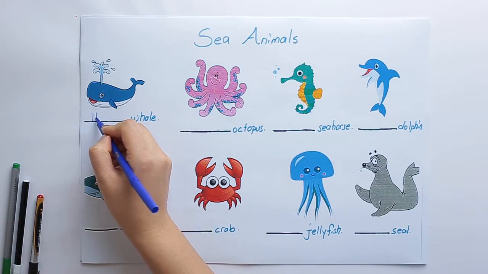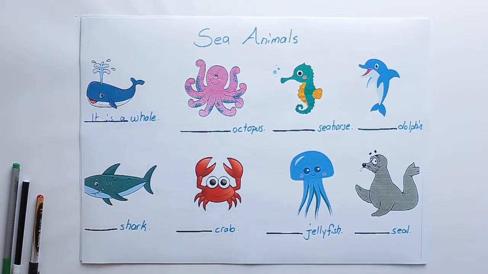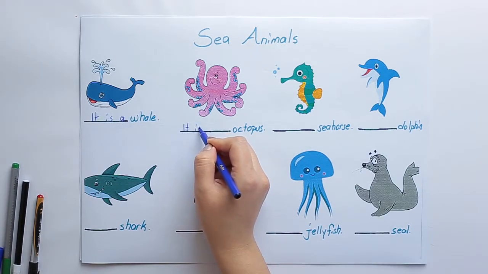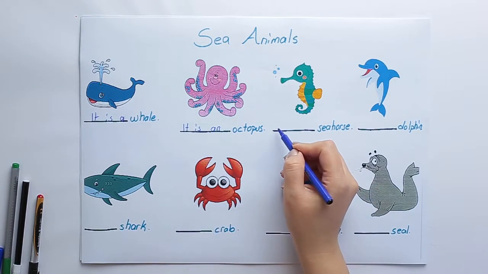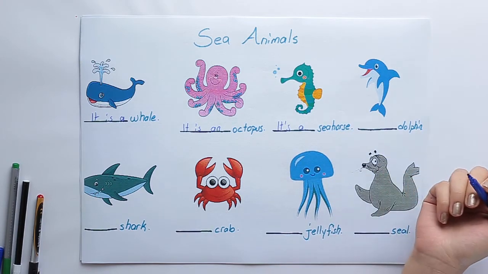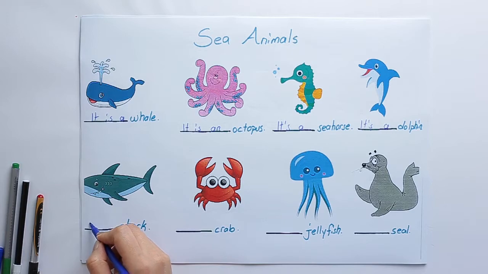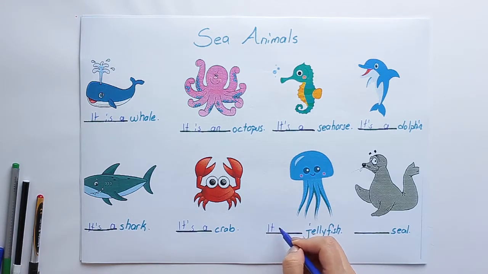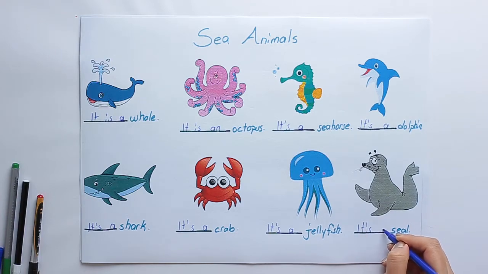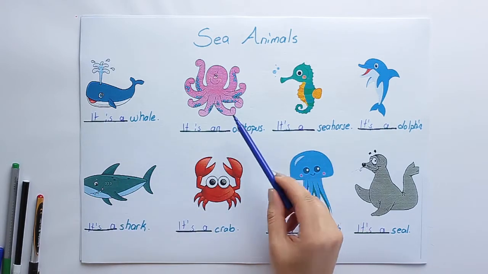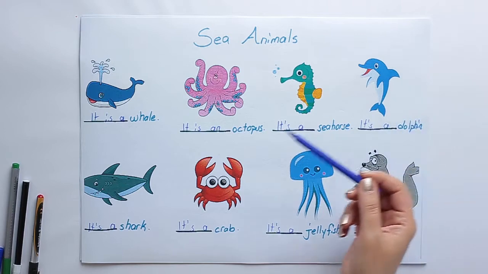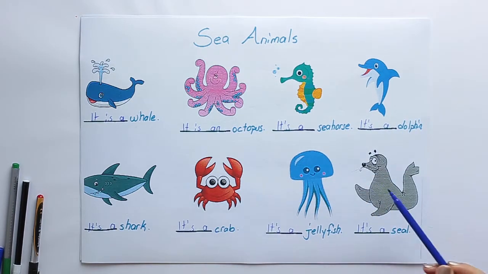Here, it is a whale. It is an octopus. It's a seahorse. It's a dolphin. Here, it is a shark. It is a crab. Here we have a jellyfish. It's a blue jellyfish. And it is a seal. Whale, octopus, seahorse, dolphin, shark, crab, jellyfish, and seal.